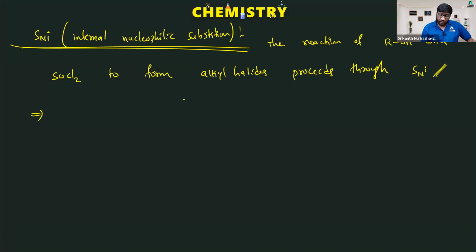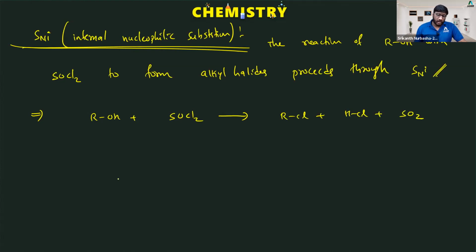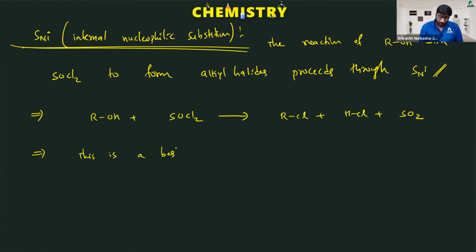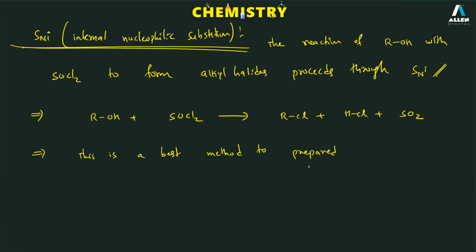The SNi reaction is the best way to prepare alkyl halide, if you remember. ROH plus SOCl2 will form the respective RCl plus HCl plus SO2. It is the best method to prepare alkyl halide. Why? Because HCl and SO2 both are gases. Yes. If they are gases, what is the reason? They are lost easily, sir.